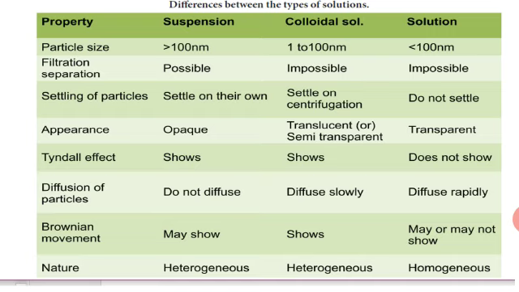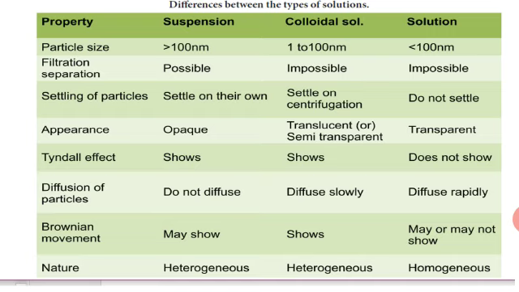Next, the difference between the types of solution. Property: suspension solution, colloidal solution and true solution. The particle size in a true solution is less than 1 nanometer. In a colloidal solution, the particle size is 1 to 100 nanometer. In a suspension, the particle size is greater than 100 nanometer. Filter separation is possible in suspension, impossible in colloidal solution, and also impossible in true solution.